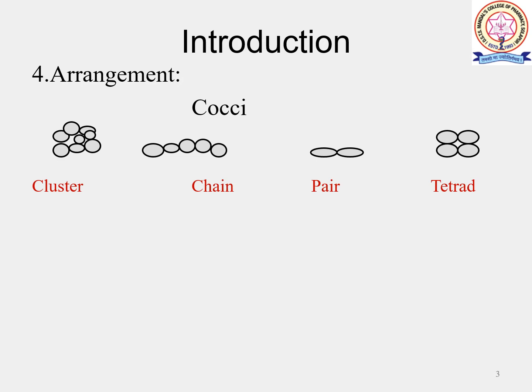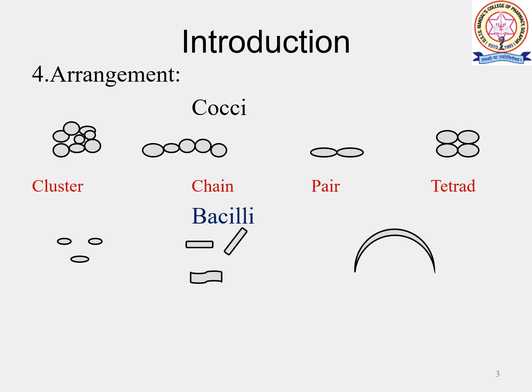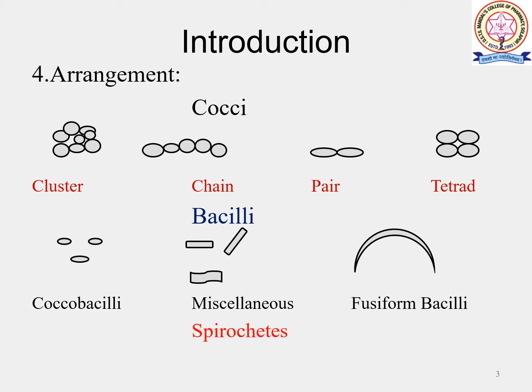Next is bacilli. Bacilli again have different types. This is known as cocobacilli. This is fusiform bacilli, and these are miscellaneous, that is having different types of shape. And next is the spirochetes, which have a shape like this.